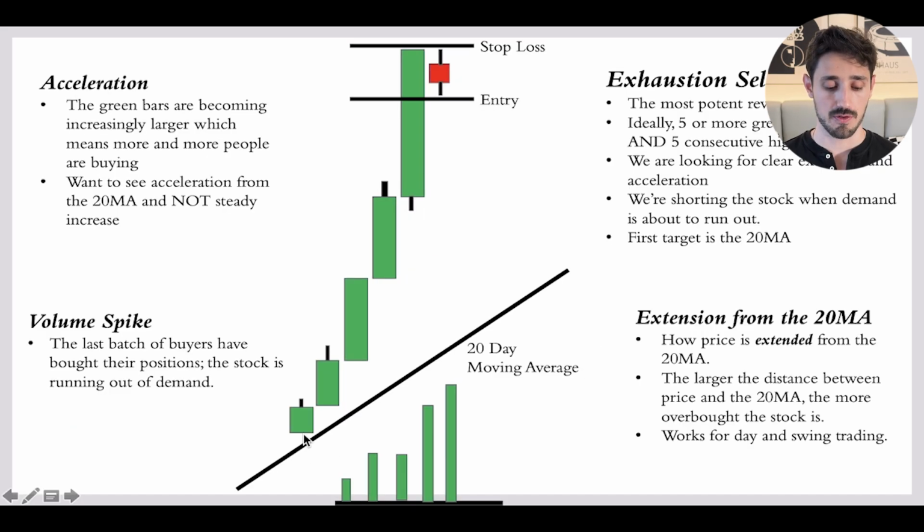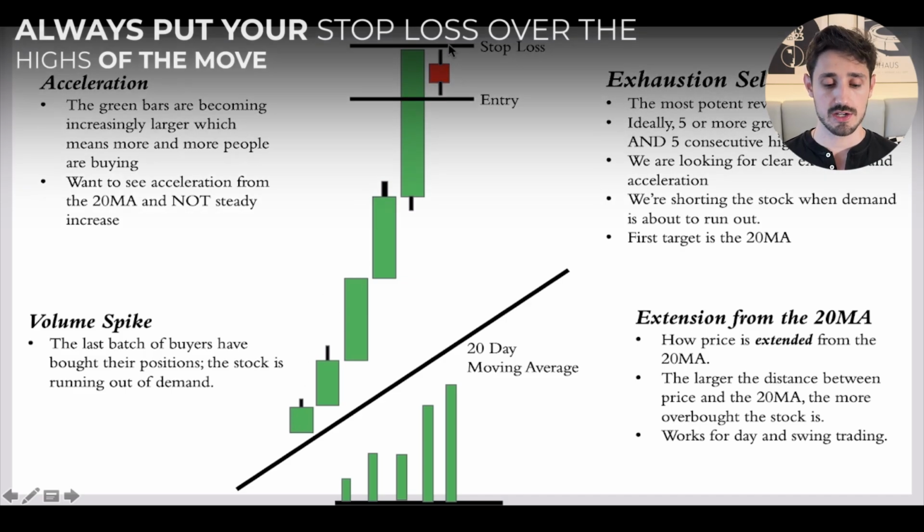So for example, for this setup right here, we got the acceleration, we got the extension, we got the volume spike, and we have an entry bar. This is like a narrow range doji bar. Our entry is going to go below the lows of that entry bar, and our stop loss is going to go over the highs of the entire move up. Always put your stop loss over the highs of the move.